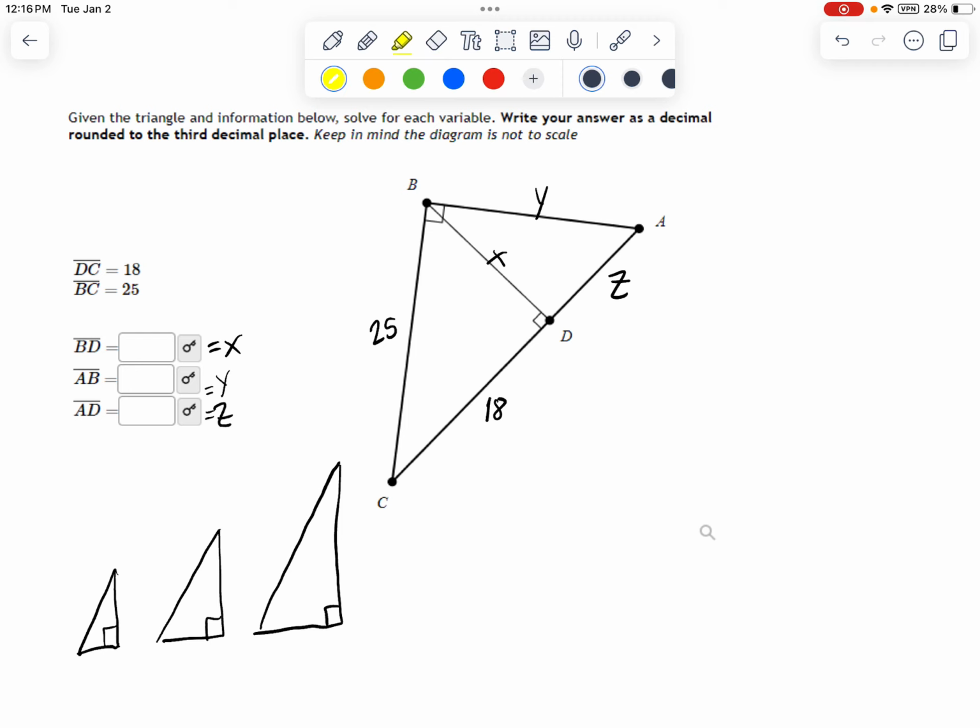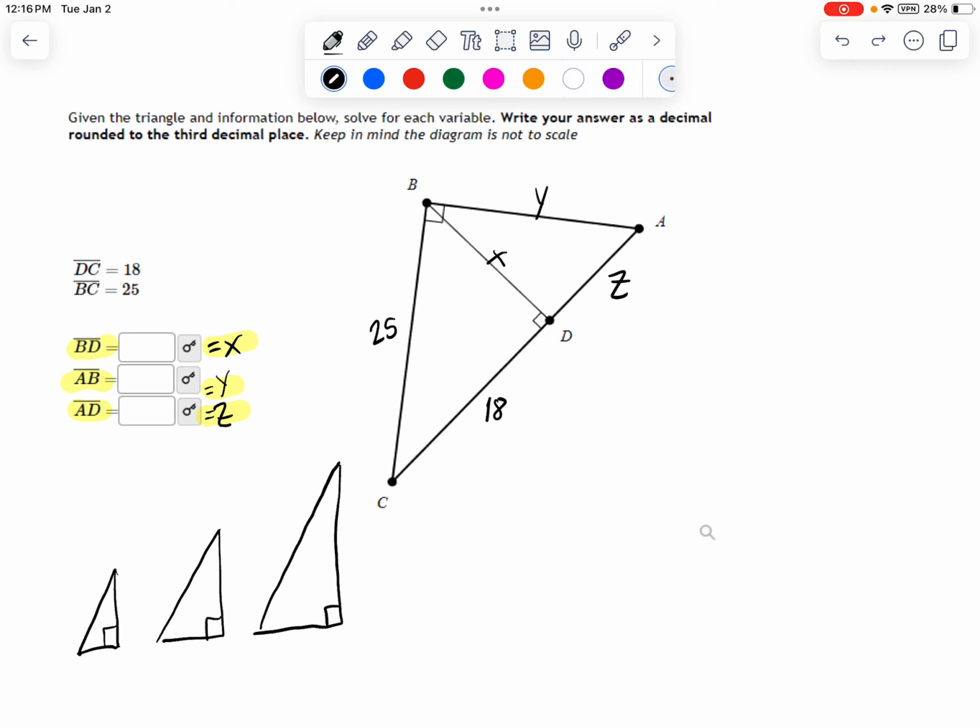Alright, so first off, we're given these two lengths, which is the 18 and 25. And then I decided we're trying to find BD, AB, and AD. So I decided to just call those variables X, Y, and Z and stick them on the diagram, just as an easier way to refer to them, right?